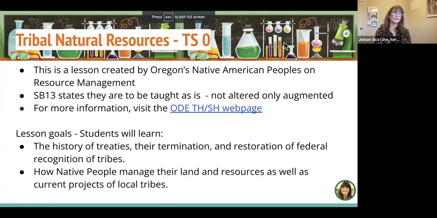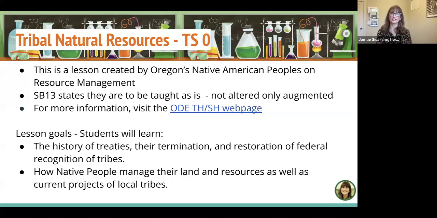And so now I want to talk a little bit more about that Tribal Natural Resources, Task Set 0, that is there at the very beginning. So this is a lesson that's created by Oregon's Native American peoples on resource management. Again, it is part of Senate Bill 13. And Senate Bill 13 does state that these lessons that have been created by Native people need to be taught as is. They cannot be altered from their original state.